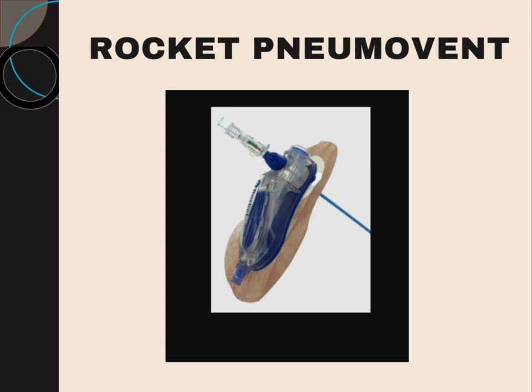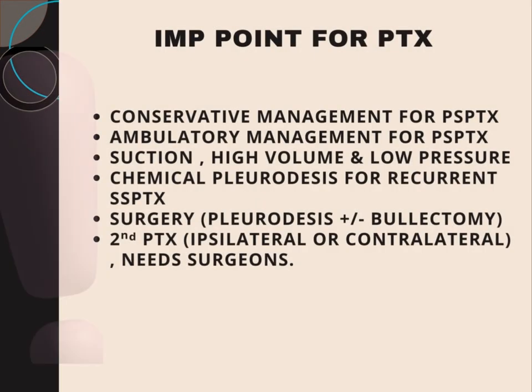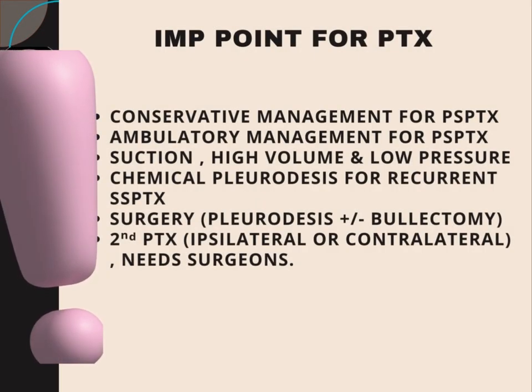So these are important points. I would say bullet points to keep in mind. So always think of conservative management for primary spontaneous pneumothorax. Look at whether the patient needs to be intervened or not. Second thing, if a drain is needed, then consider ambulatory management of primary spontaneous pneumothorax.